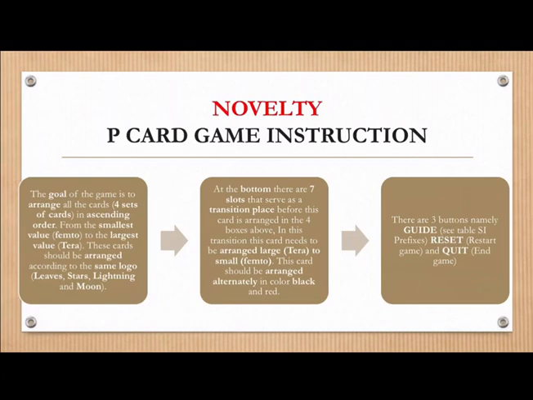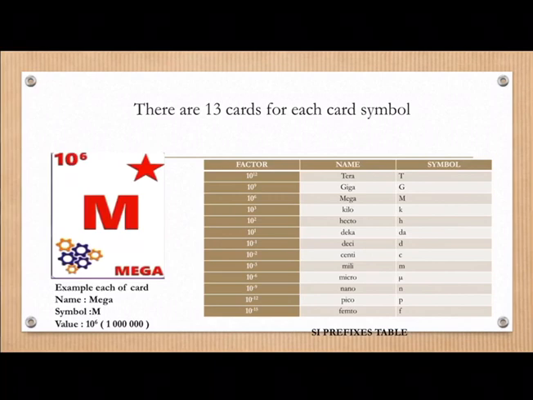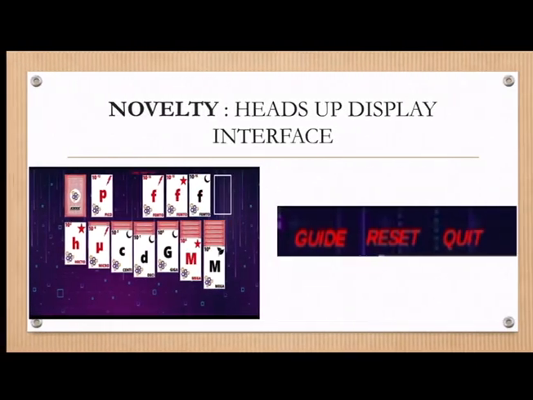There are 3 buttons, namely Guide, Reset, and Quit. There are 13 cards for each card symbol. There are 4 sets of different card symbols on the cards. Novelty, heads-up display interface.